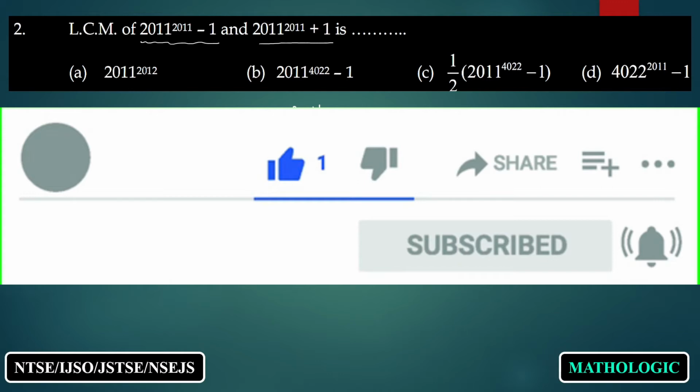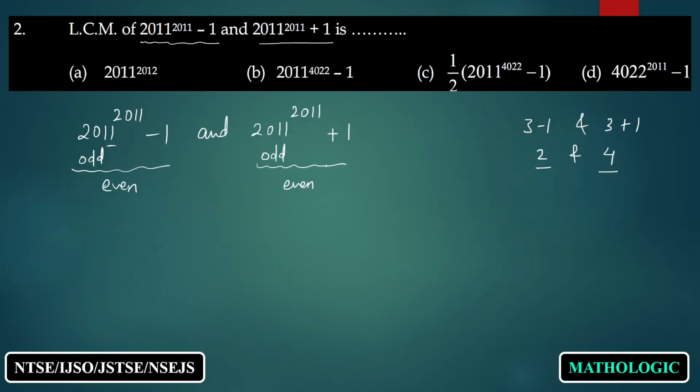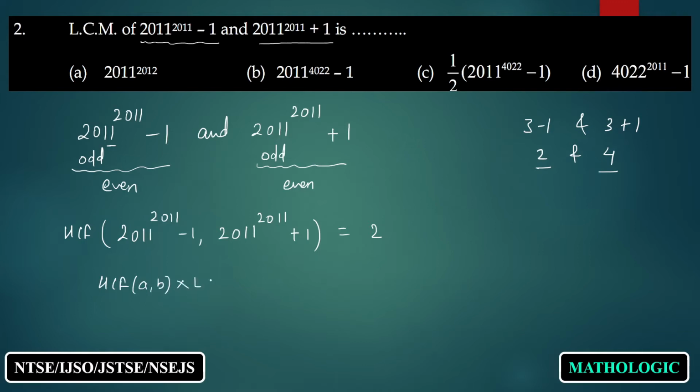Means we are having two consecutive even numbers, and the property of two consecutive even numbers says the HCF of two consecutive even numbers is equal to 2. So we can say the HCF of 2011 to the power 2011 minus 1 and 2011 to the power 2011 plus 1 is equal to 2. The HCF will be 2 here, and the rest we know the formula that HCF of A comma B times LCM of A comma B, where A and B are two numbers, is equal to the product of the numbers, right? We are going to use these properties here.